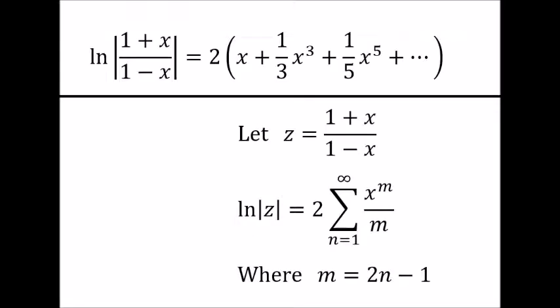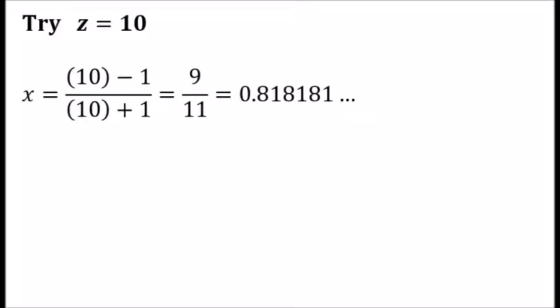Of course, we use the natural log, base e, because we know this series expansion, which was derived from the geometric series. The natural log is the inverse of e to the x, where e is approximately 2.718. So for z equals 10, we get x equals 0.818. This is less than 1, so the series will converge. However, experience tells us this will converge rather slowly. Let's make x smaller to speed up convergence.